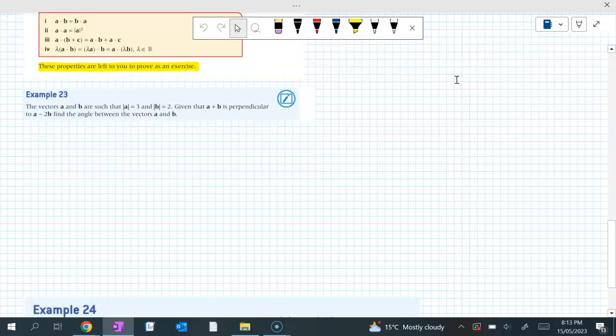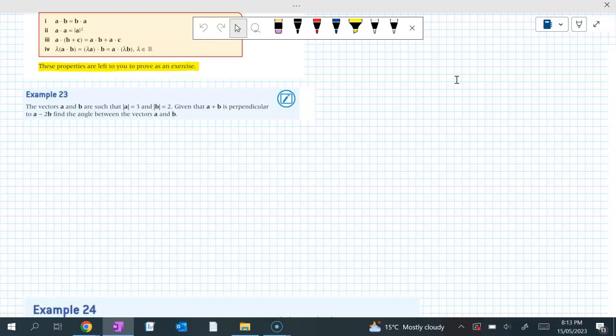So we've got the vectors a and b such that the magnitude of a is 3 and the magnitude of b is 2. Given that a plus b is perpendicular to a take 2b, find the angle between the vectors a and b. So we need the scalar product of a and b to be able to find the angle between those two. And we're told that the scalar product between a plus b and a take 2b must be 0.